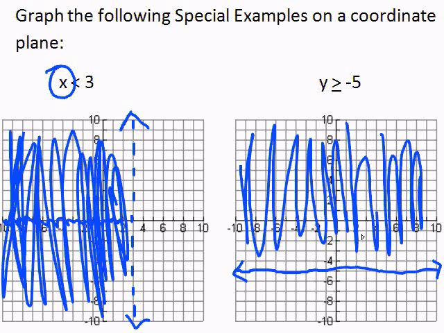indicating that all the points above this line have a y value that is bigger than or equal to negative 5.